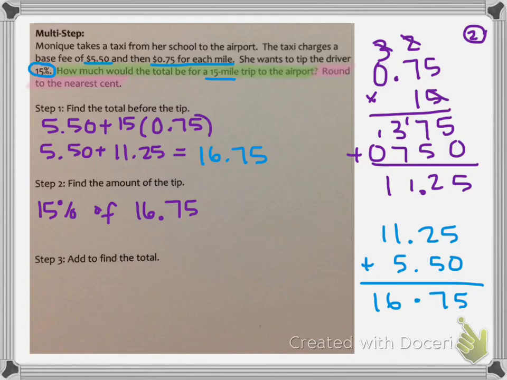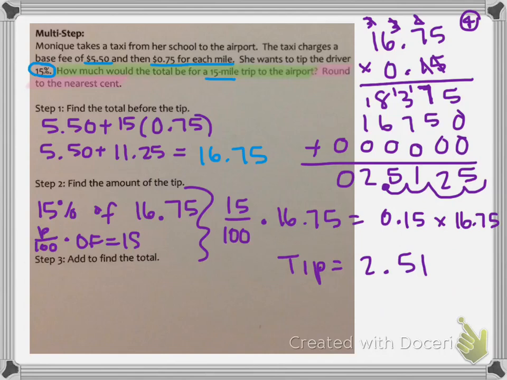So I'm going to go ahead and use my formula, P over 100 times of equals is. And when we plug in our values, we get 15 over 100 times 16.75, and then we can multiply and find our answer. So why don't you pause to solve and then press play to check.